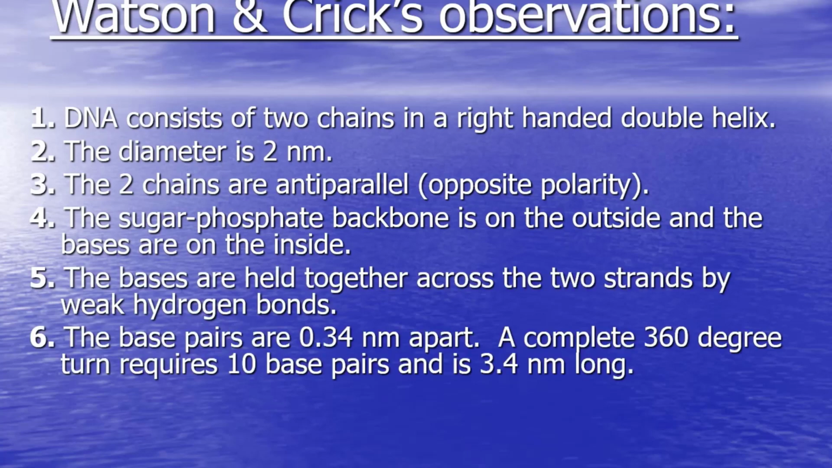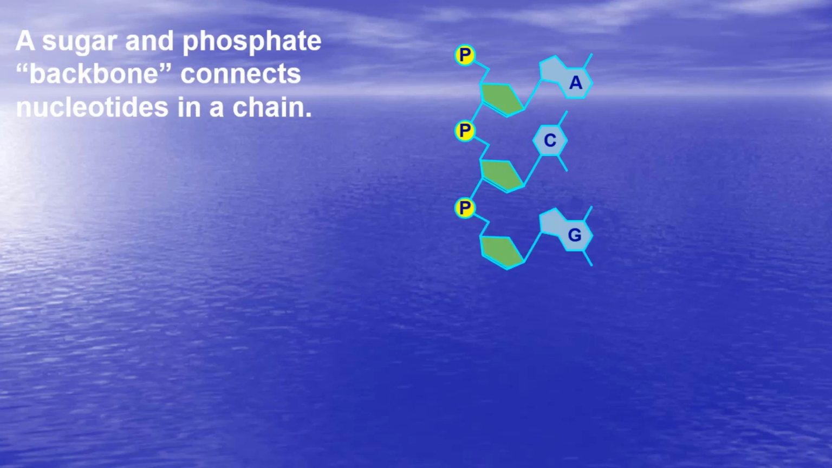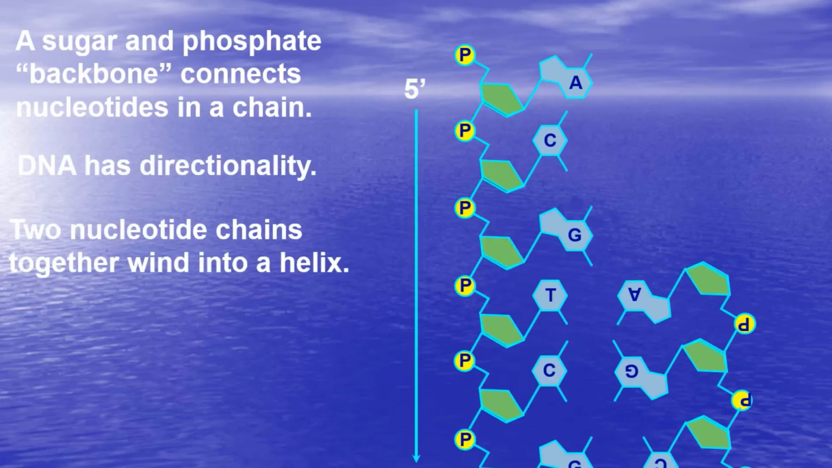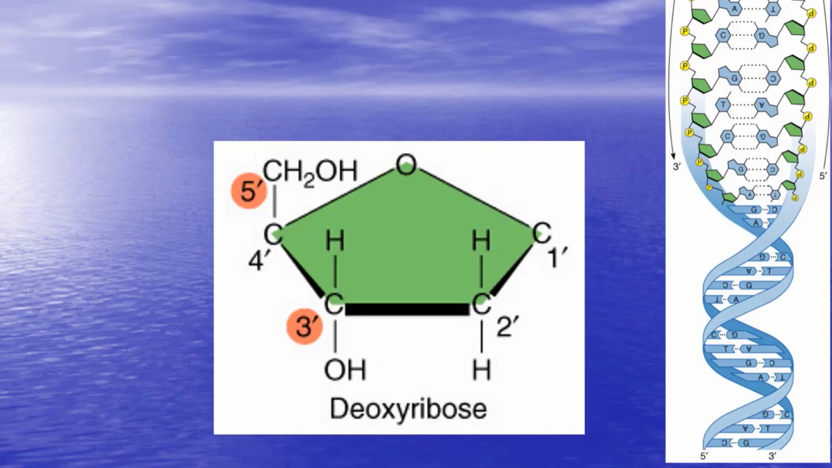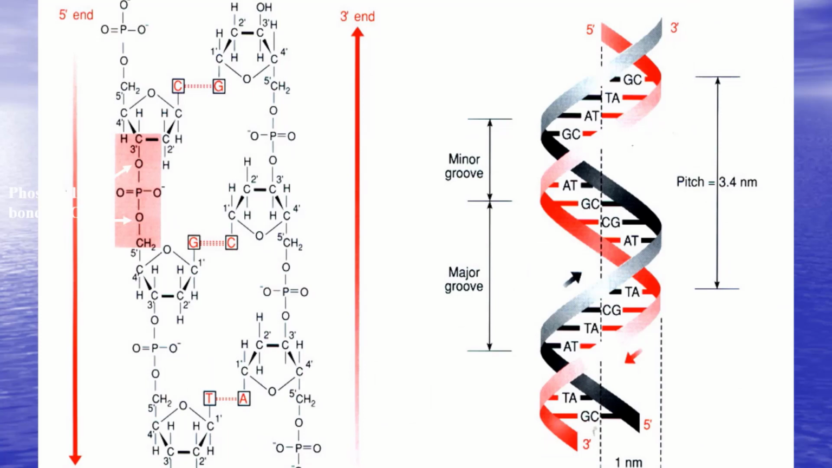The diameter is 2 nanometers. The two chains are antiparallel. The sugar and phosphate backbone connects nucleotides in a chain. DNA has directionality. Two nucleotide chains bind together into the helix by hydrogen bonds. Here the deoxyribose, the carbon atoms on the sugar ring, the 5' and 3' hydroxyl groups, the model of the double helix.